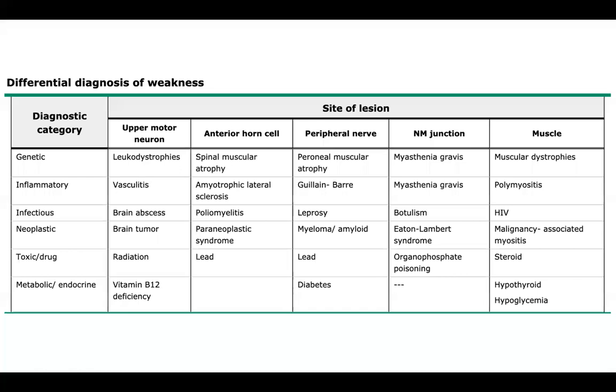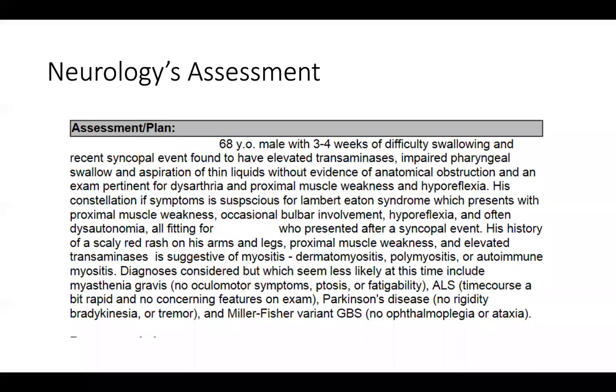Excellent. And so you guys got to the same place as neurology at this point. They said 68-year-old gentleman, the blank spaces are his name, that's why it's not there. Exam pertinent for dysarthria, proximal weakness, hyporeflexia, constellation of symptoms suspicious for Lambert-Eaton, which may have bulbar involvement, history and rash suggestive of myositis, dermatomyositis, polymyositis, or autoimmune myositis. Thought about all of those other central things, but didn't think it was likely.